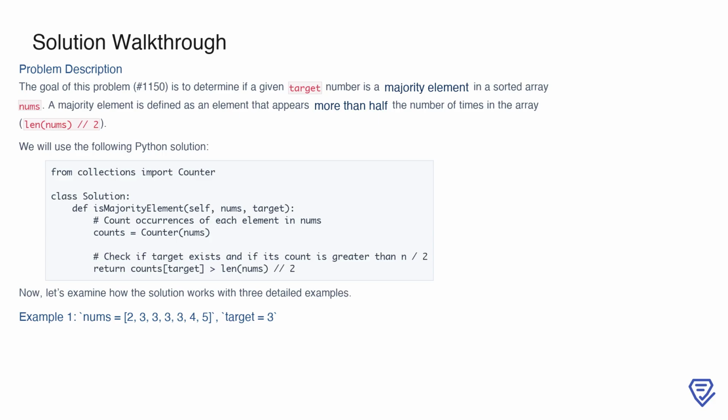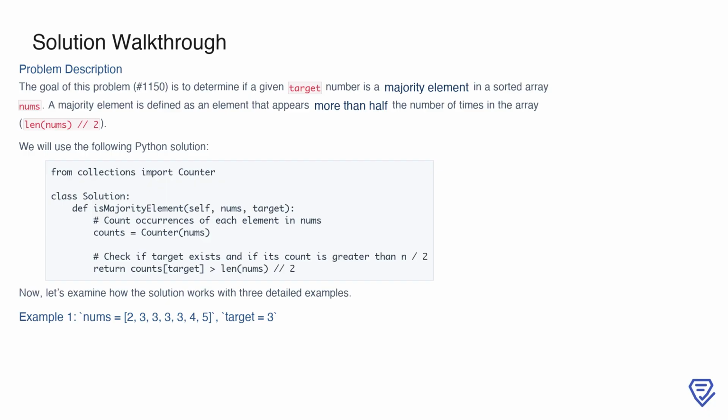In this problem, we are tasked with determining if a given number, called the target, is a majority element within a sorted array. A majority element is an element that appears more than half the number of times in the array. This means the count of the target must exceed the value of the array length divided by 2, specifically len(nums)//2.